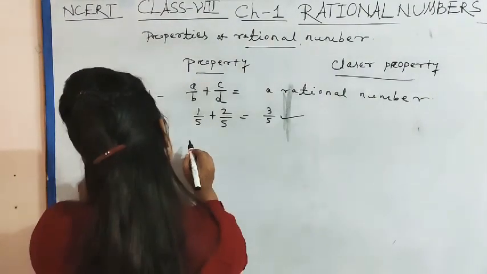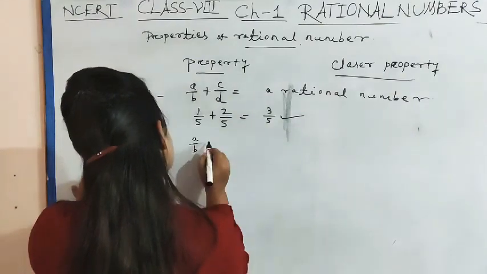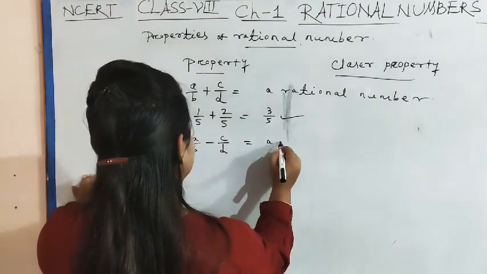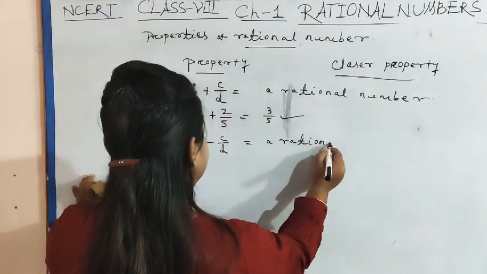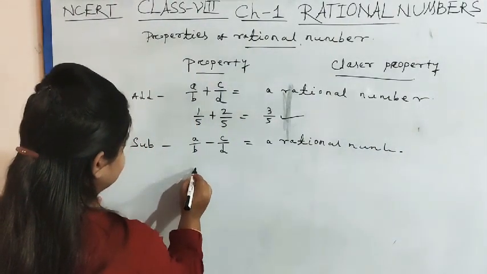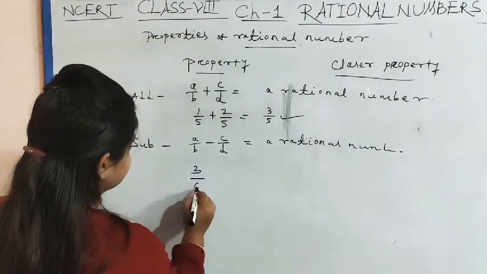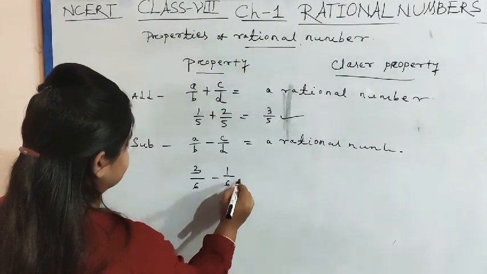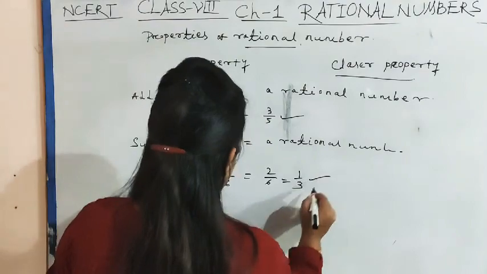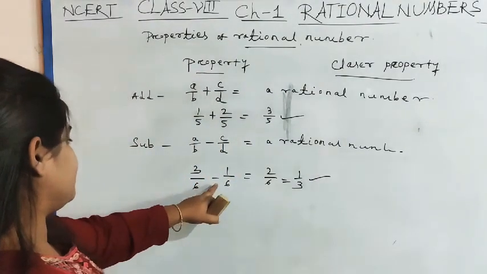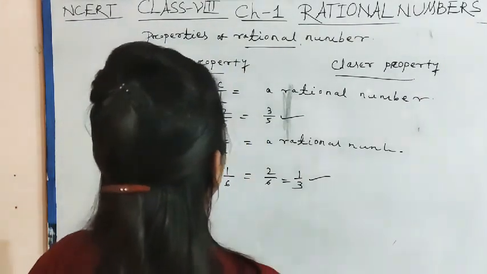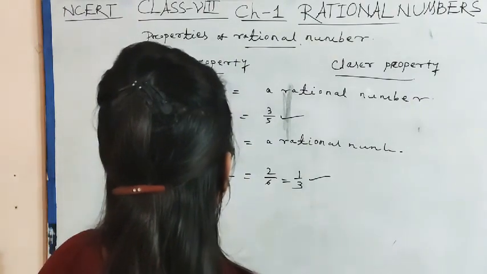Subtraction. Suppose A by B is a rational number, C by D is a rational number, the difference is also a rational number. Let us check. Suppose A by B is 3 by 6 and C by D is 1 by 6. 3 minus 1, 2 by 6, that is equal to 1 by 3. Yes, 3 by 6 is a rational number, 1 by 6 is a rational number, the difference is also a rational number. So subtraction of rational numbers is under closure property.